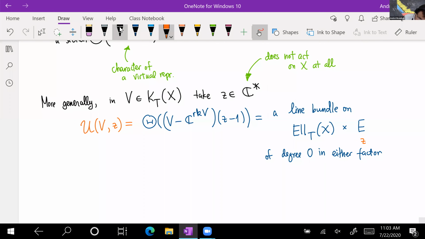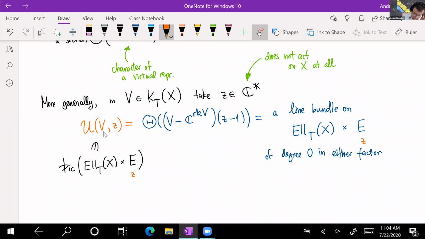And so this is an element in Pic of elliptic homology T X cross elliptic curve with this new coordinate Z. And like I said, it has degree 0 along either factor, for the simple reason that if I specialize, say if I set the variable Z to 1, or take the origin of the elliptic curve, then I'm going to get the trivial bundle.